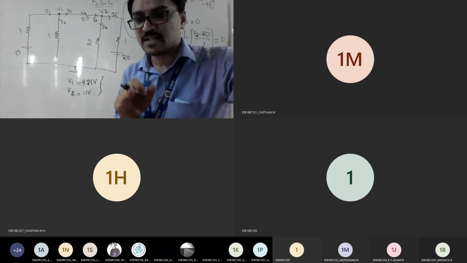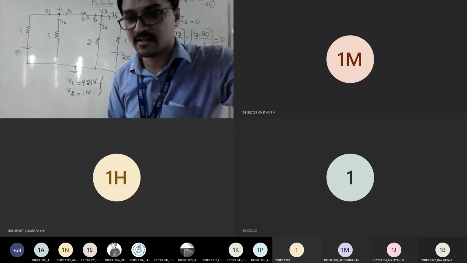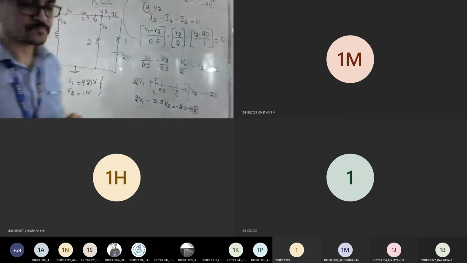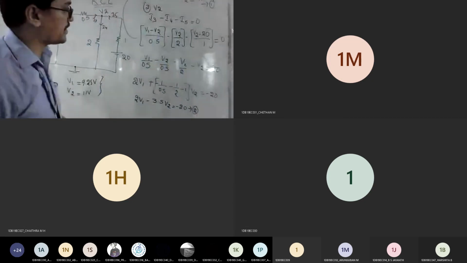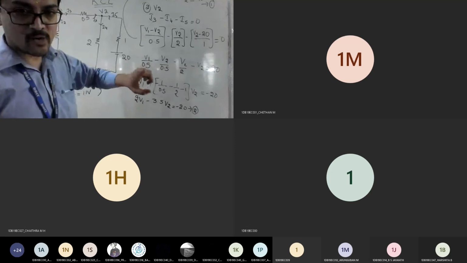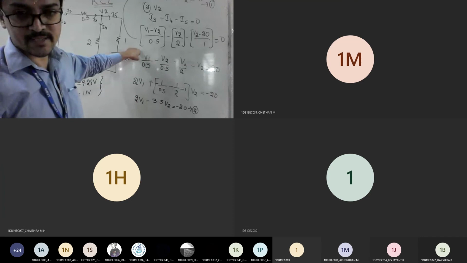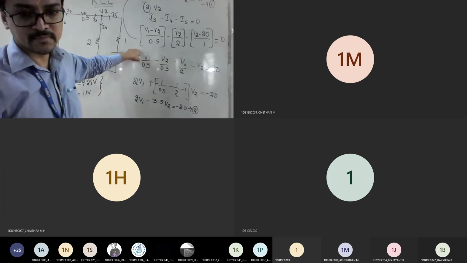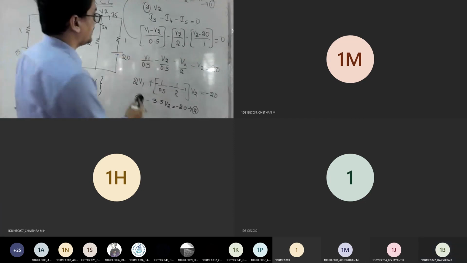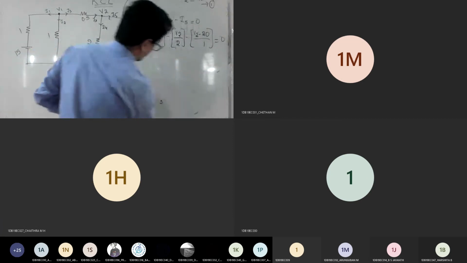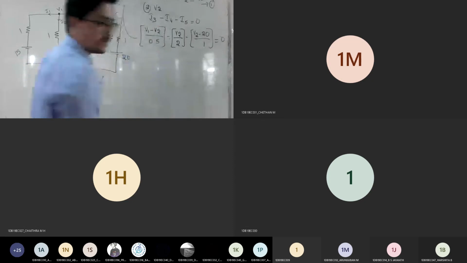What is the question they've asked? They've asked you to find the current across each resistor. What is the formula you have written for I1? Before that, any doubts anyone till here, for applying your mesh analysis and nodal analysis concepts? Am I clear till here? Yes, sir. Okay. So now I need to find the currents I1, I2, I3, I4, I5. Totally you have 5 currents to find.